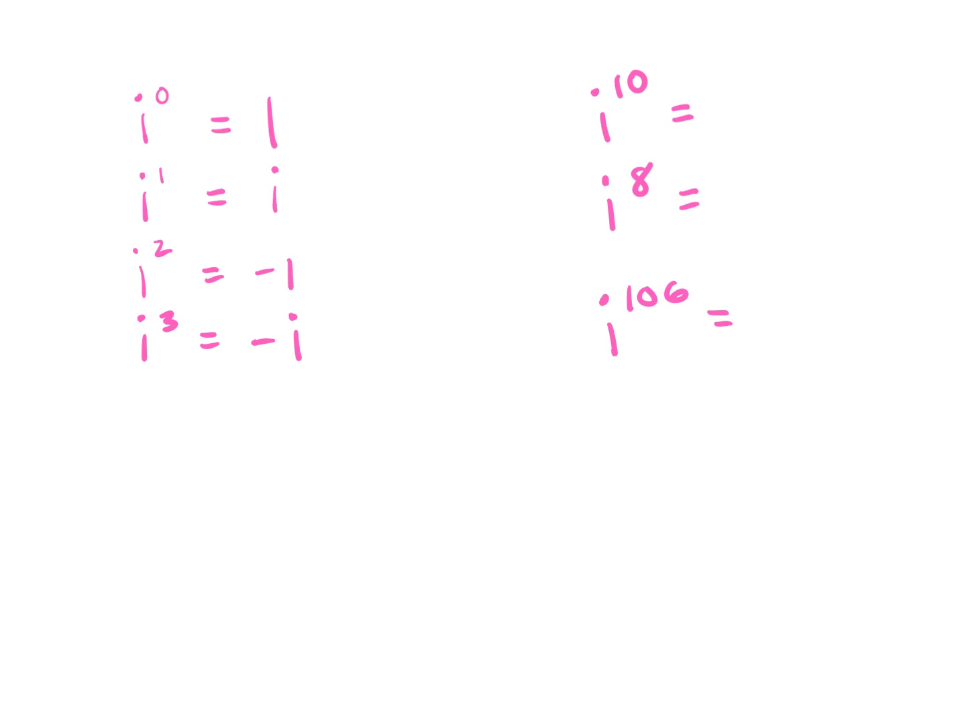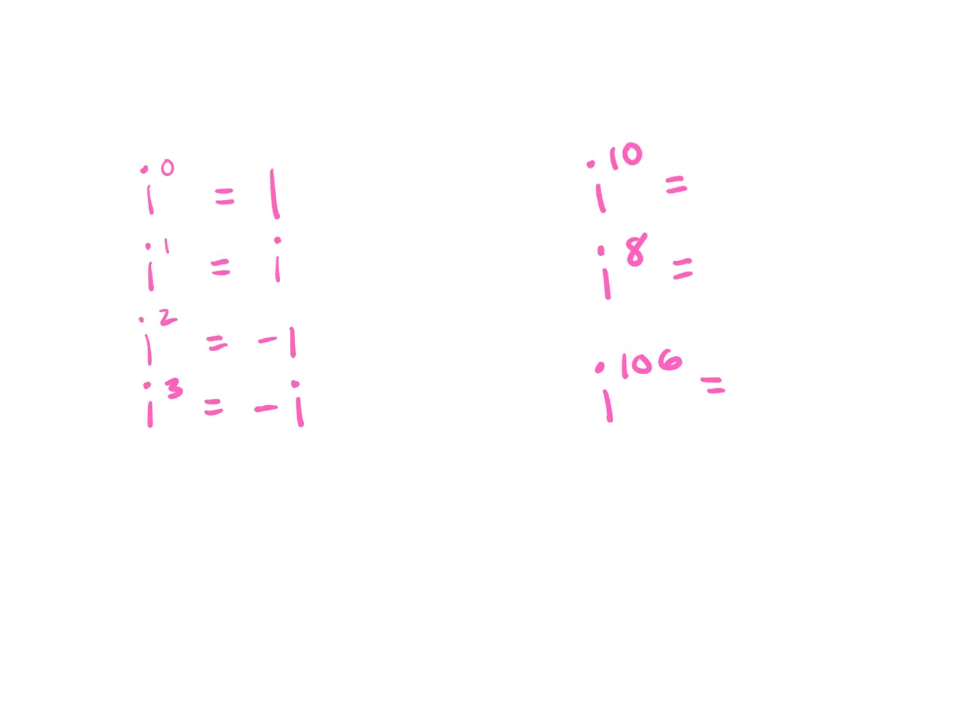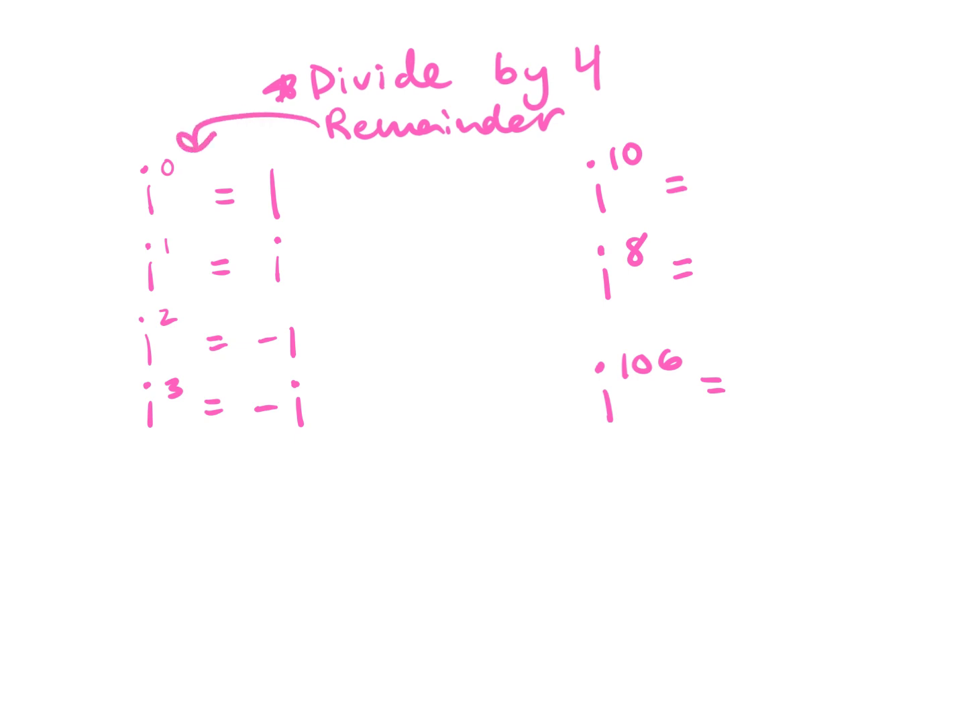A shortcut that you can do to find these is you can divide by 4. So divide the exponent by 4. And whatever your remainder is, you're going to use these rules here. So 10 divided by 4 would be 2 with how many left over? 2 left over. So it'd be like an I squared. And what's I squared? Negative 1.